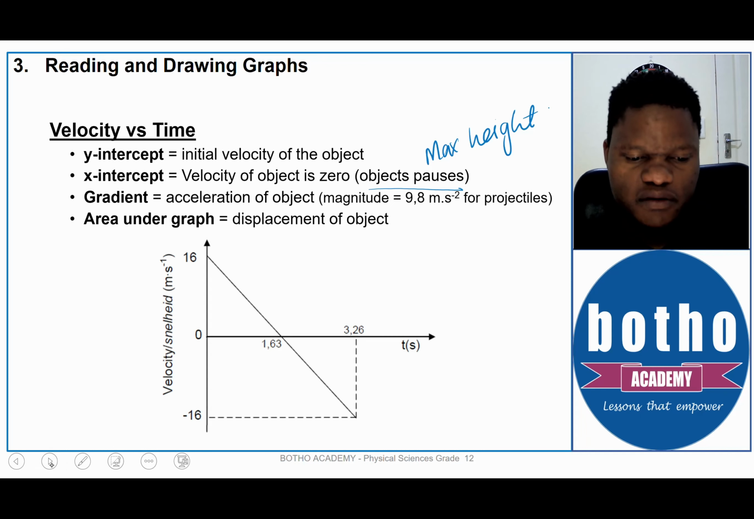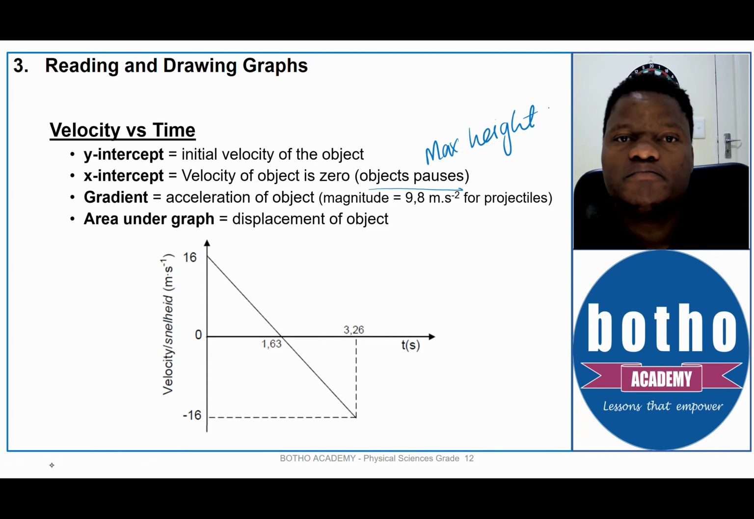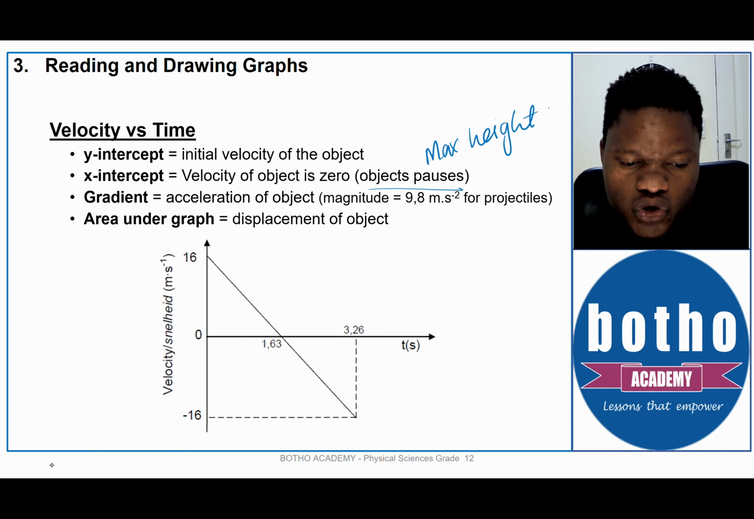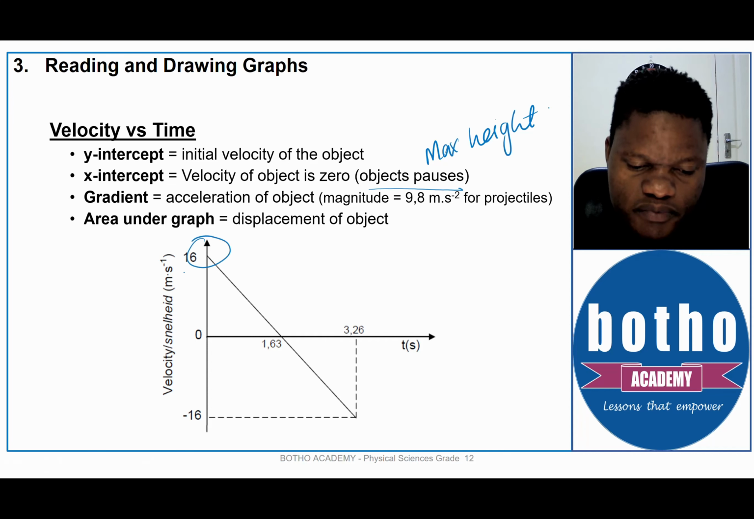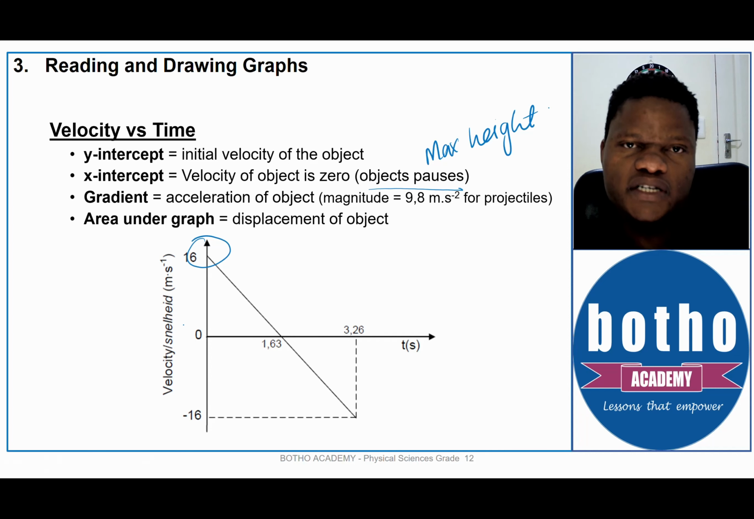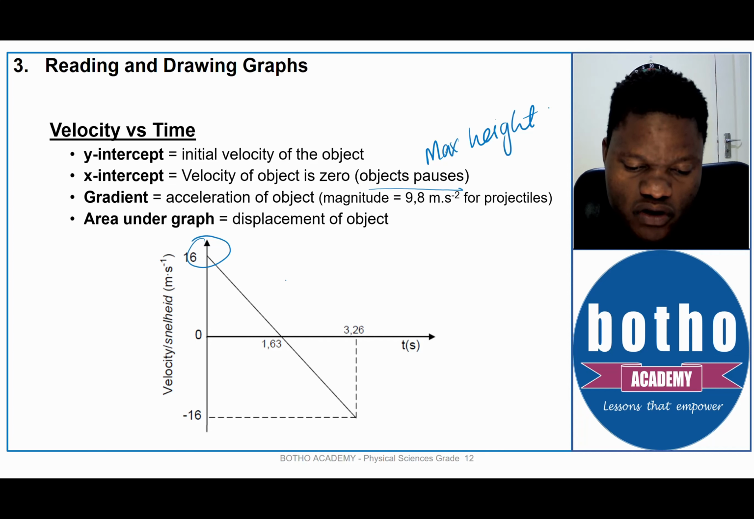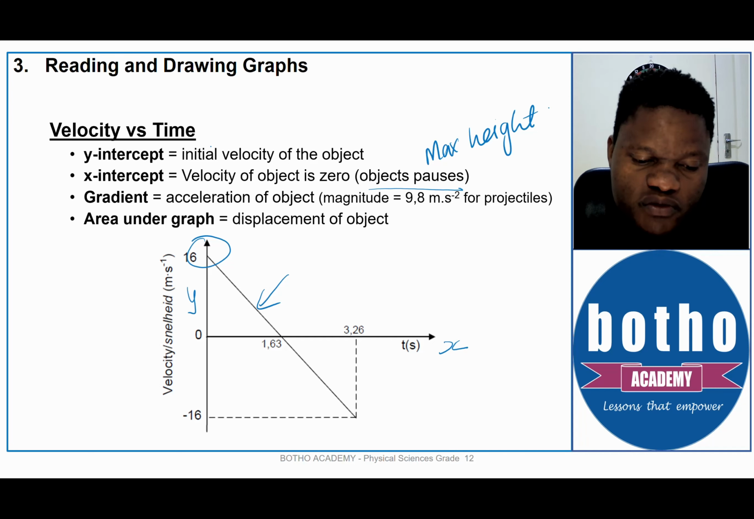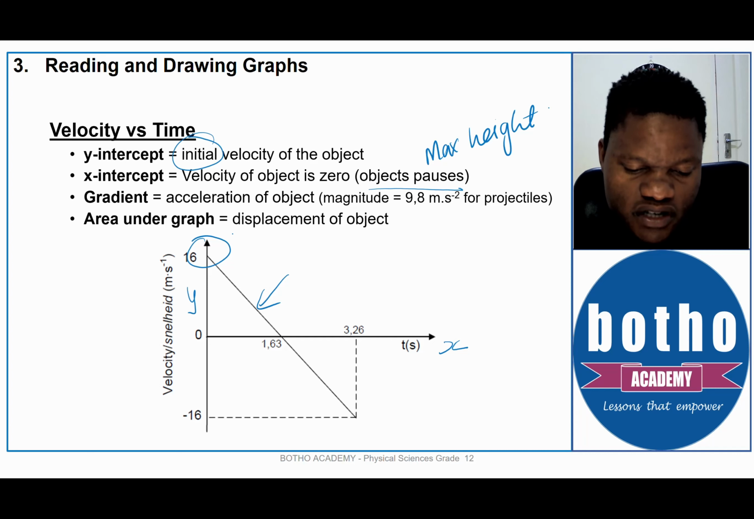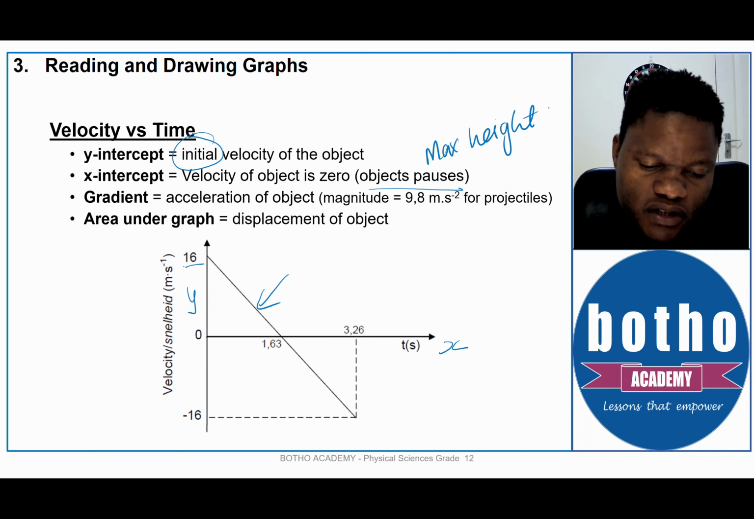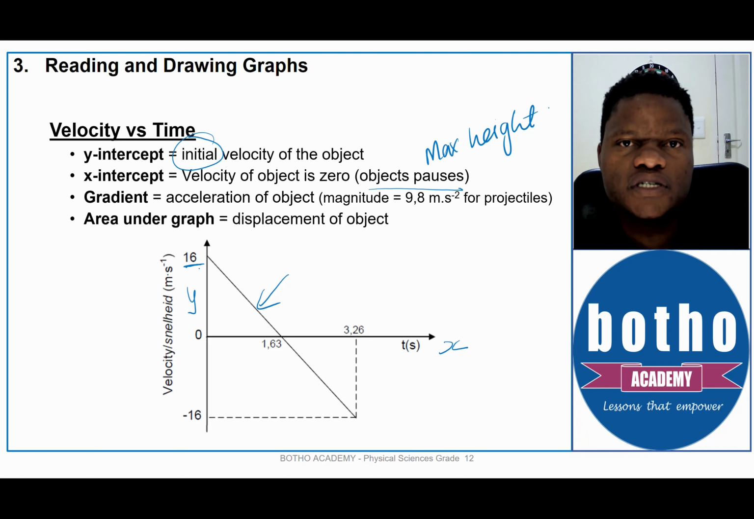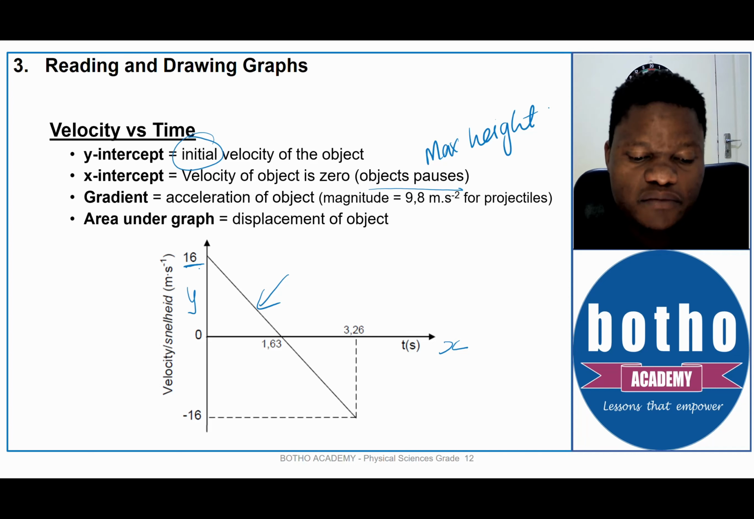Right, here's an example of a velocity versus time graph. Based on the things that I've told you, you would know that this represents the y-intercept. The y-intercept is the point at which your graph is touching the y-axis, this being the x-axis and that being the y-axis. So we know that the y-intercept represents the initial velocity, which means that this 16 represents the initial velocity of the object. So this is an object which is launched with a velocity of 16 meters per second.